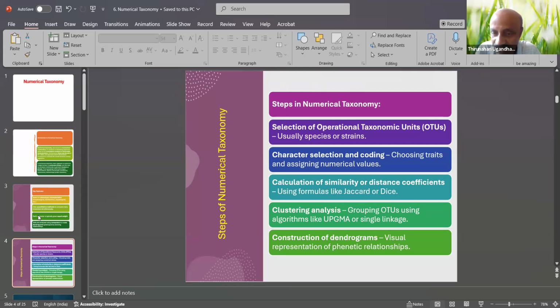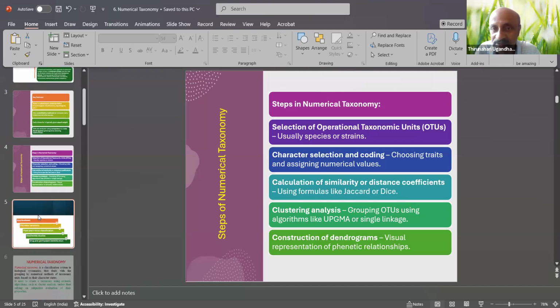Then clustering analysis, also called grouping, using algorithms like UPGMA or single linkage. Then the construction of the dendrogram, a visual representation of the phenetic relationships. These are the major steps for the complete description of numerical taxonomy in systematics.